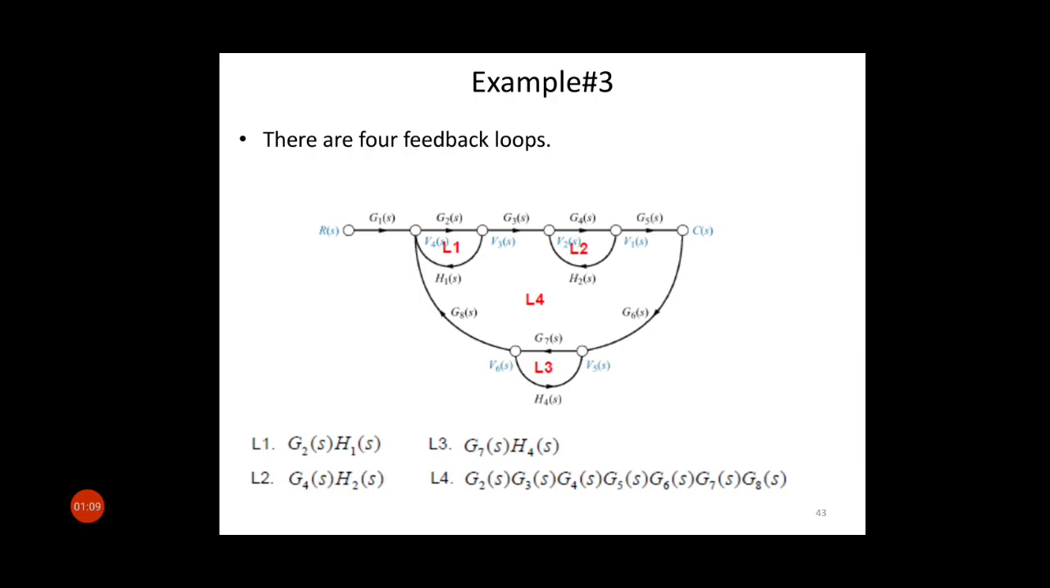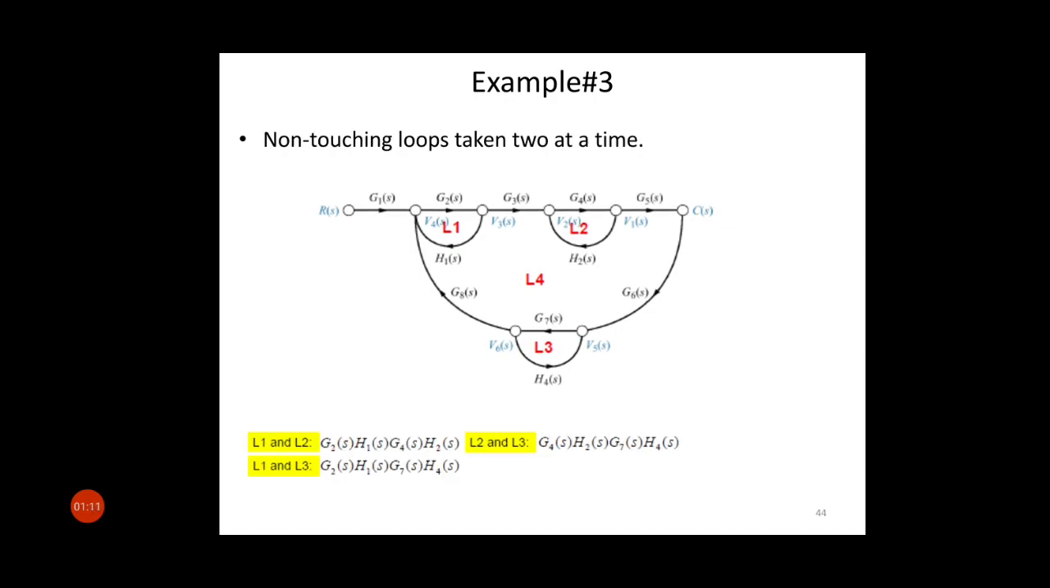Then check whether there are two non-touching loops in this signal flow graph. Yes, there are, and these two non-touching loops are L1 and L2. There are 3 combinations: first L1 L2, second L2 L3, and third L1 and L3. Here I have mentioned the product of the gains of these two non-touching loops.